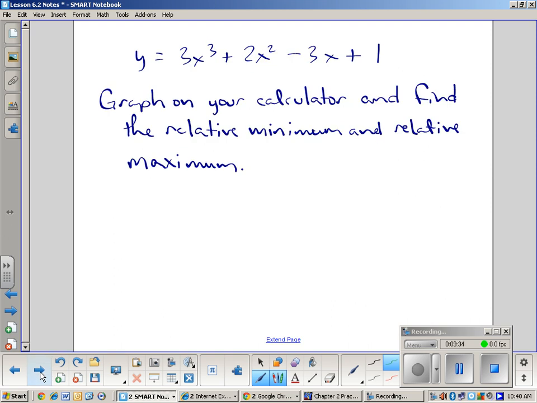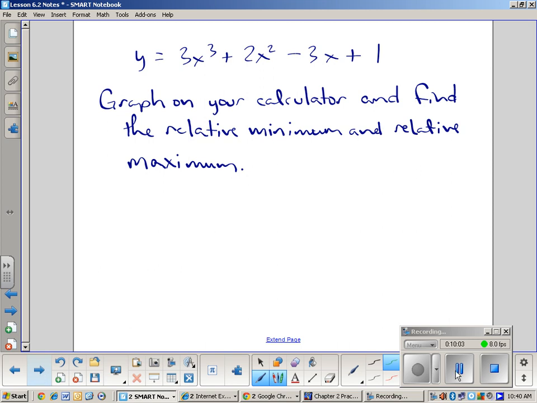Constant. So this one says y equals 3x cubed plus 2x squared minus 3x plus 1. Graph on your calculator and find the relative minimum and relative maximum. So once we graph that, if you don't have your calculator, you need to get it. You need to get in the habit of grabbing it when you come in the room. Once we graph this on our calculator, I'll show you where you'll find the relative minimum, relative maximum. I'll show you how to do that.